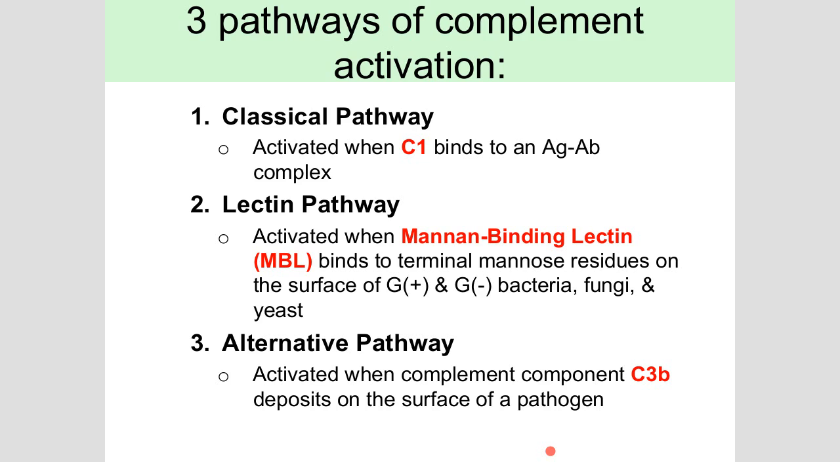And the third is when one of the complement proteins, which is C3b, is deposited and attached to the surface of pathogens. So this is the alternative pathway: C3b, C1, and then we have MBL. These are some of the proteins out there patrolling the body. The moment they find infection, one of them is going to attach to it and activate the whole series, a cascade of the complement system.